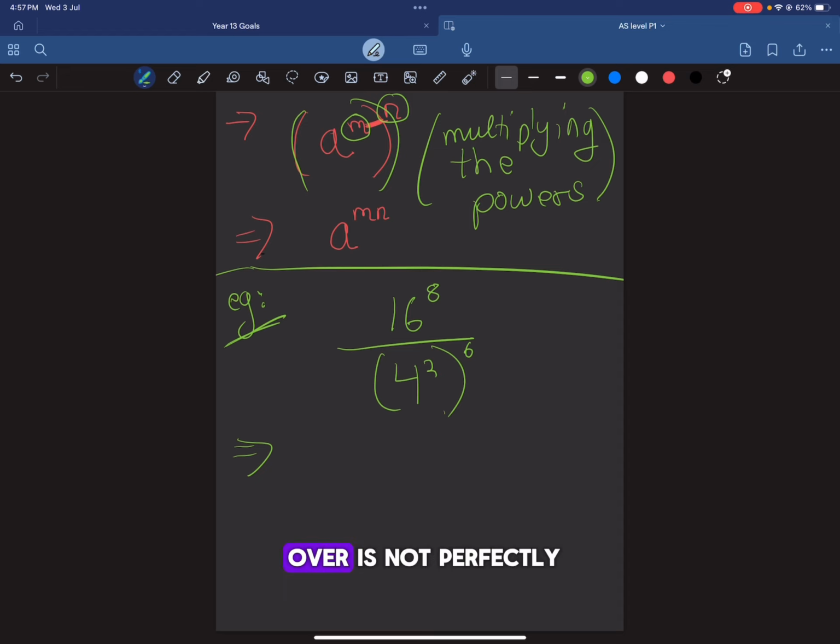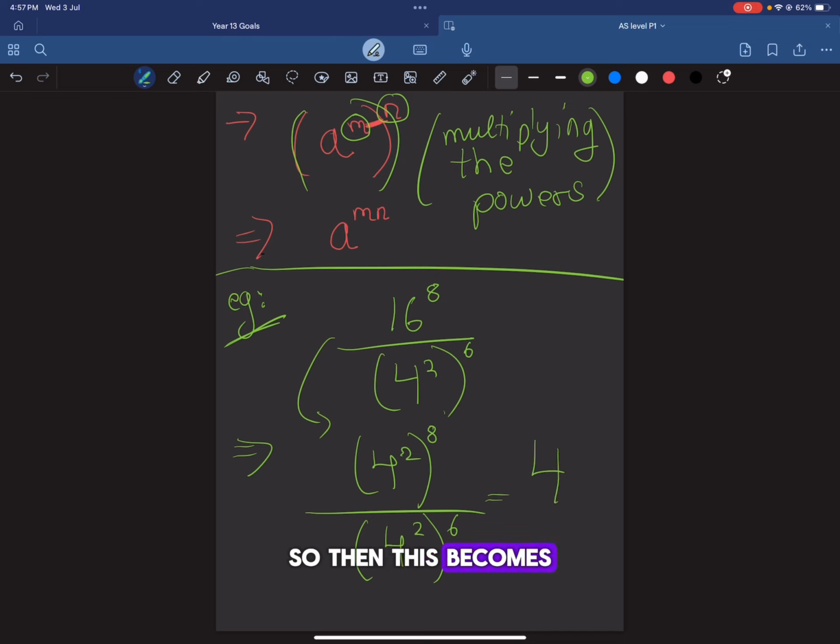I understand my voiceover is not perfectly synchronized, so there's a bit of a lag in it. But then the 16 can be written as 4 squared raised to the 8th power divided by 4 squared raised to the 6th power. So then this becomes 4 raised to the 16th power, because 2 times 8 is 16, and you divide it by 4 raised to the 12th power, which is 2 times 6. And then when you subtract those powers, you get 4 raised to the 4th as your final answer.